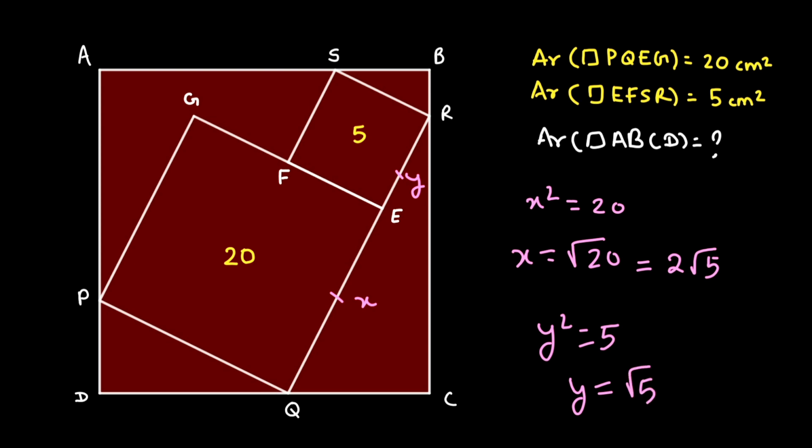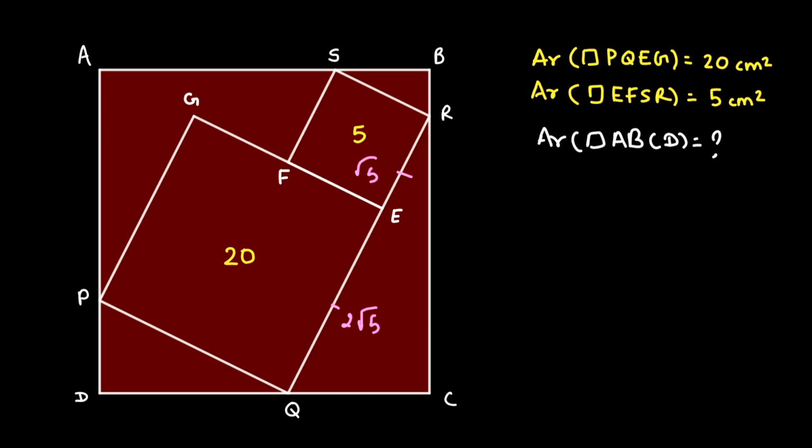So now we can see that if the area of this particular square is equal to 20, this means the side length of this square has to be 2 times the square root of 5. Similarly, the area of this particular square is equal to 5. This means the side length of this particular square is going to be square root of 5. Okay. Now let me just erase this thing and mark some of the other things inside this diagram.